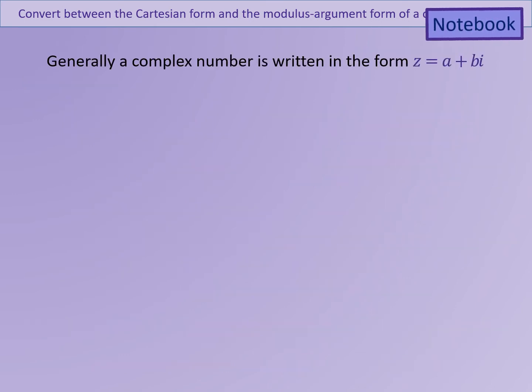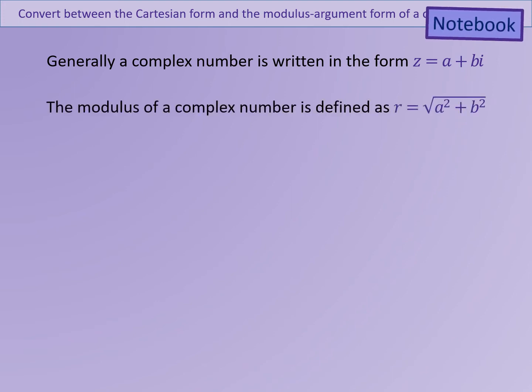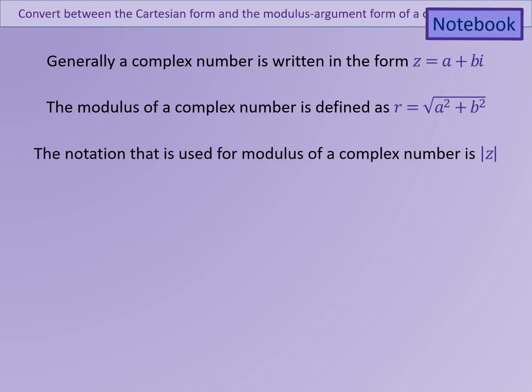So here are some general notes on that. Generally speaking, a complex number is written in the form z equals a plus bi, that's Cartesian form. We can find its modulus using r equals the square root of a squared plus b squared. An alternative notation that's sometimes used, instead of the letter r, is to put vertical lines around the z. We either say the modulus of z or we just shorten that to mod z.